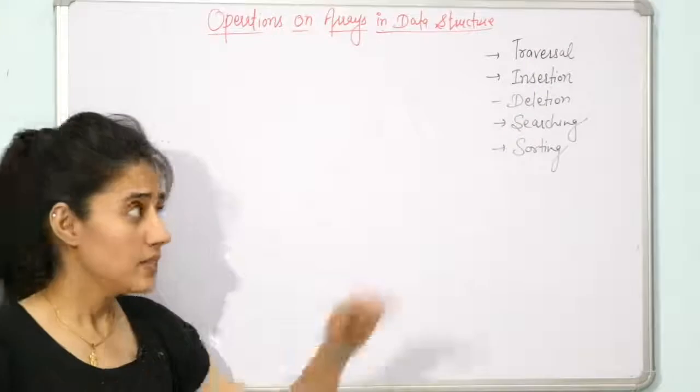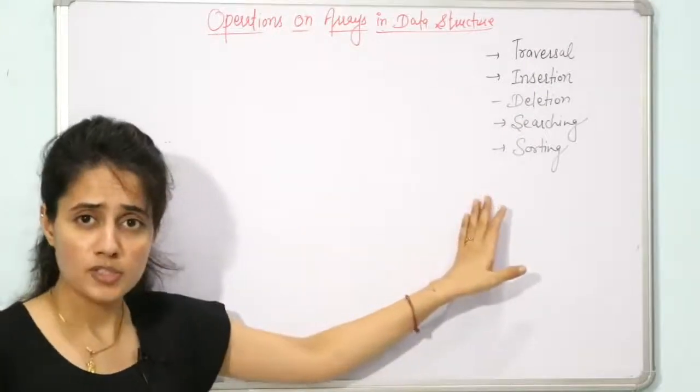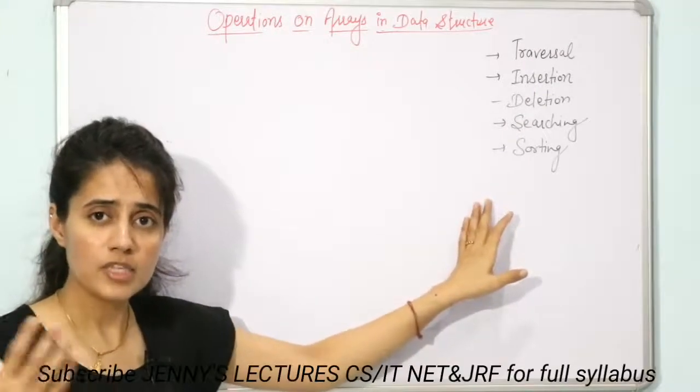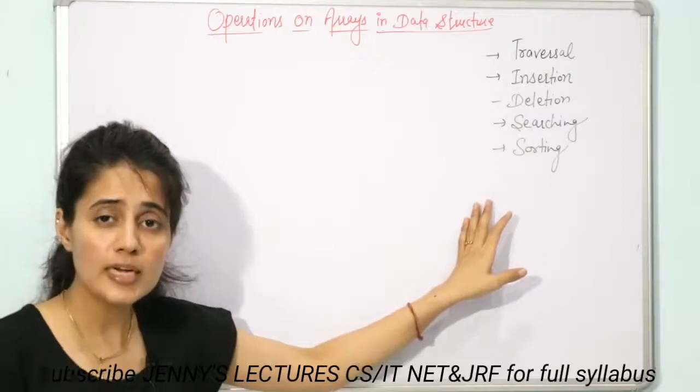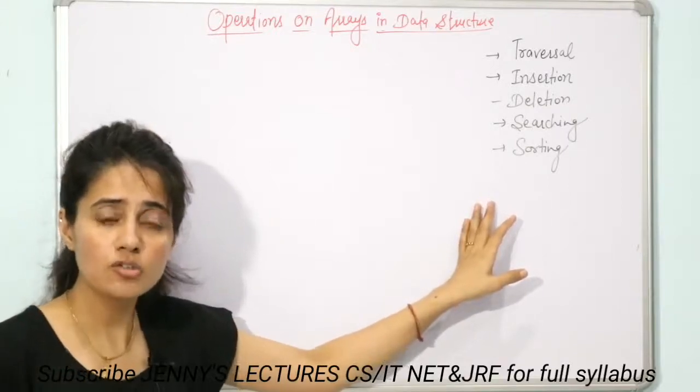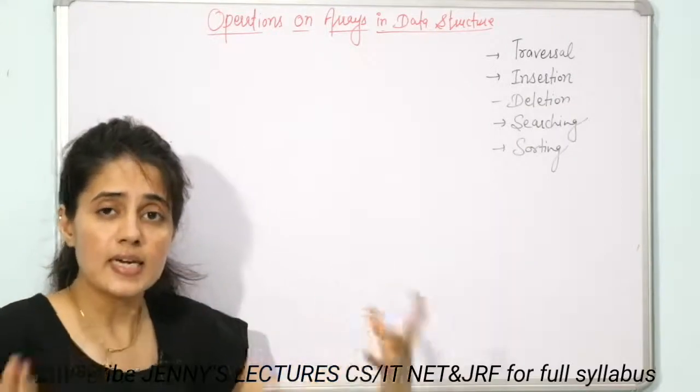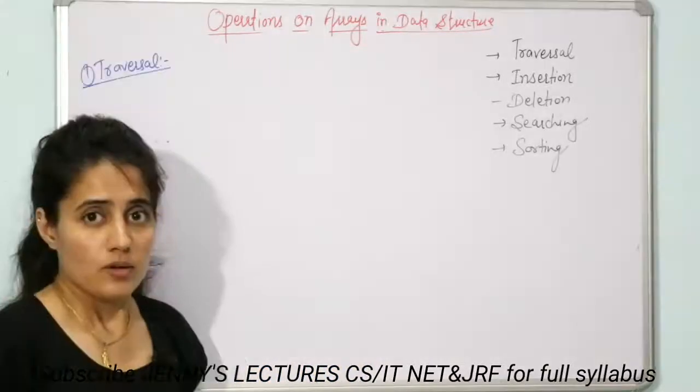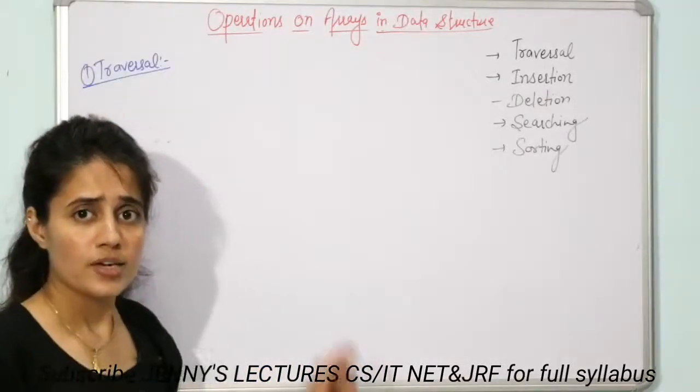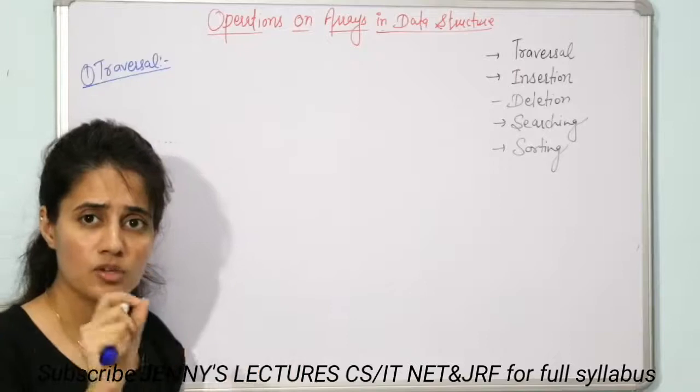Besides these operations, many other operations can be there, like find minimum and maximum element from the array, find duplicate elements from the array, reverse of an array, find second largest element from the array. So now first of all we will discuss traversing of array, or you can say traversal of array.